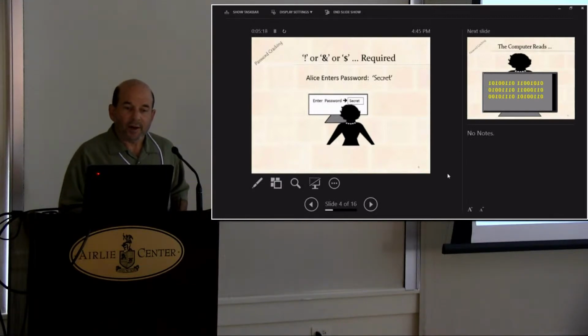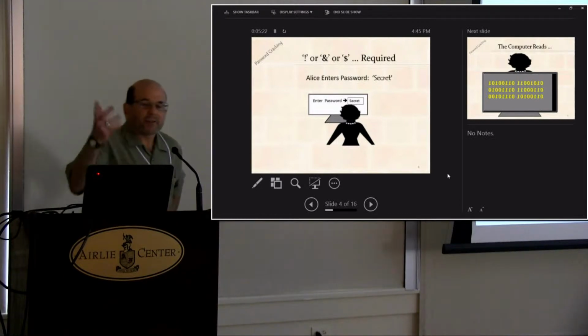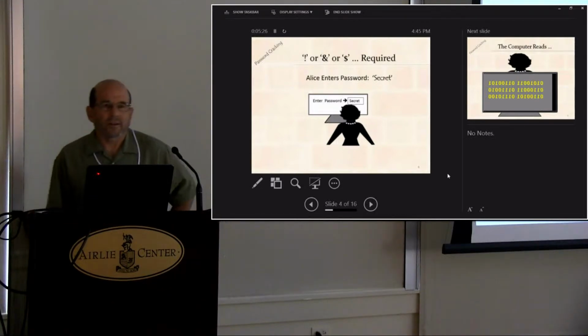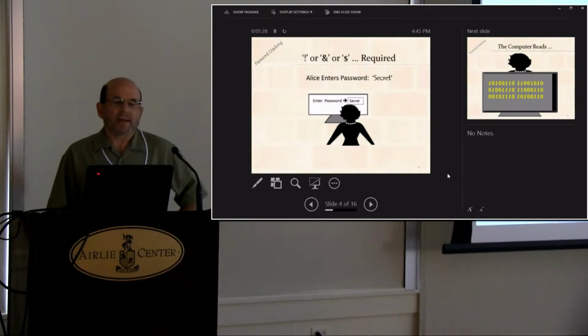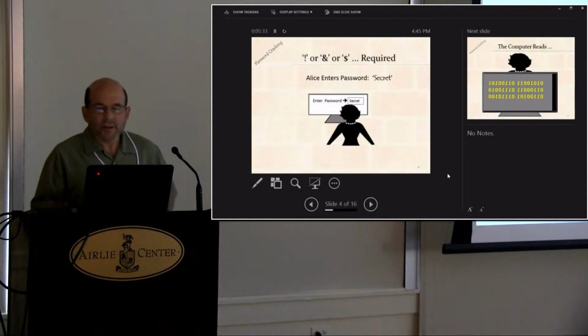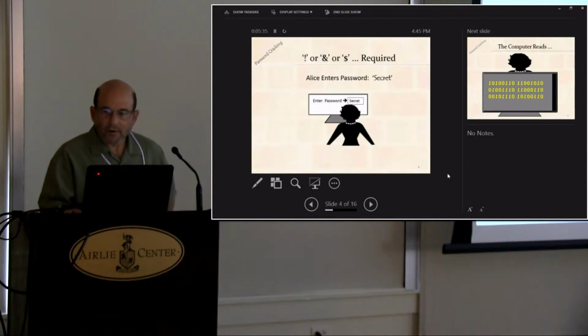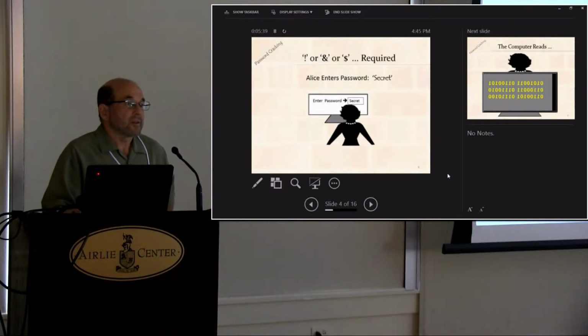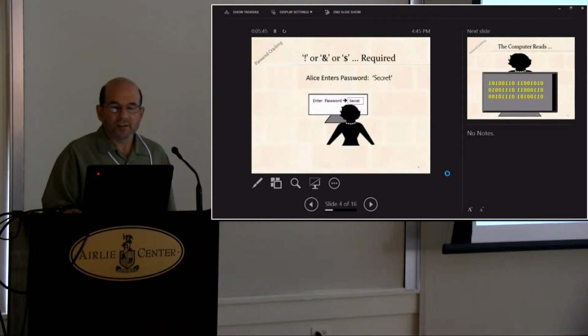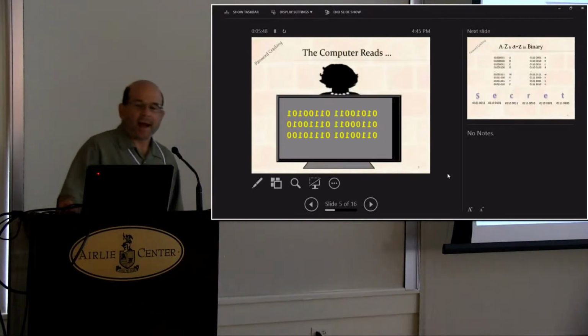Okay, so how come when you enter a password, a lot of these password managers make you put in these non-numeric keys like bang or ampersand or $, right? So here's the reason. Well, first I should tell you that when you put in any kind of text at all, the computer translates that to binary, right? Ones and zeros. So if you're inside the computer looking out at Alice, this is what you see.